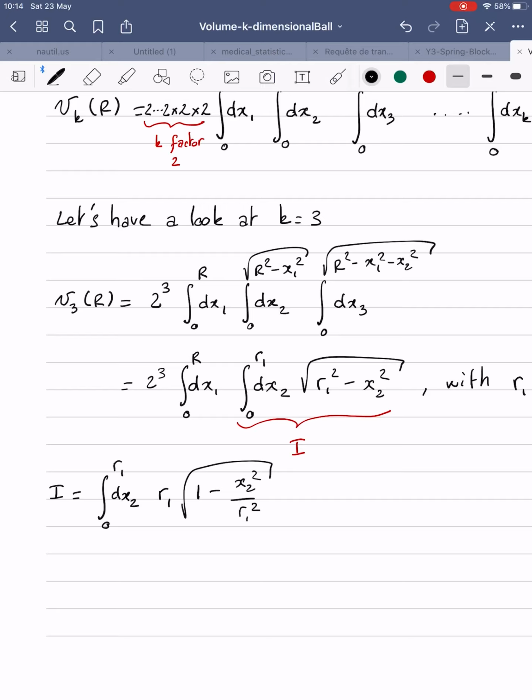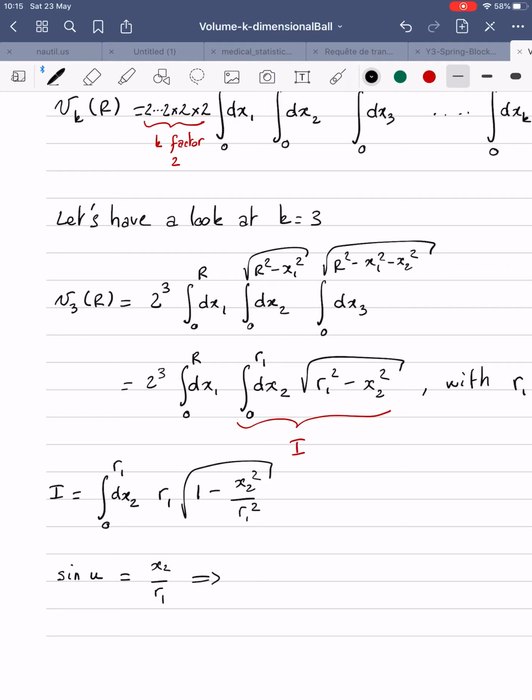And the way this particular integral is solved in general is by substitution. Okay, so the trick is to say, well, let's call sine of u equal to x2 over r1.